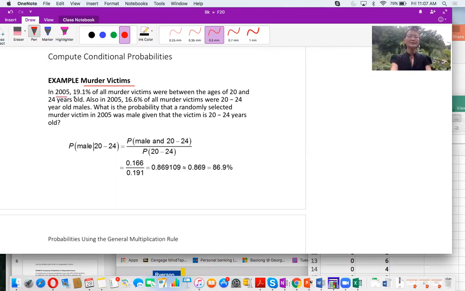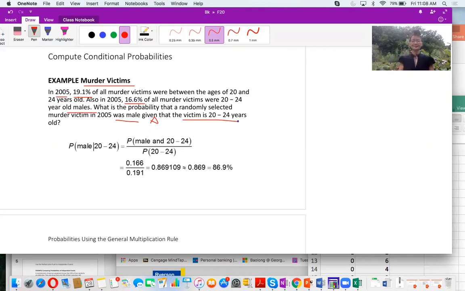In 2005, 19.1% of all murder victims were between the ages of 20 and 24 years old. Also in 2005, 16.6% of all murder victims were 20 to 24 years old male. What is the probability that a randomly selected murder victim in 2005 was male, given that the victim is 20 to 24 years old?